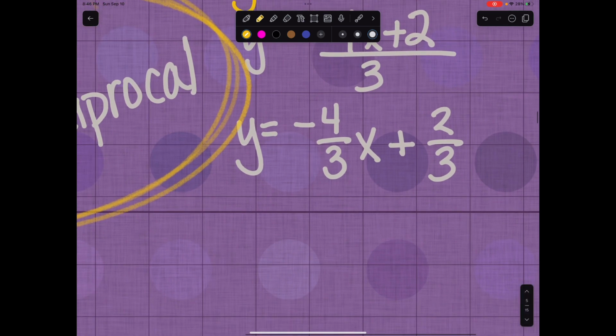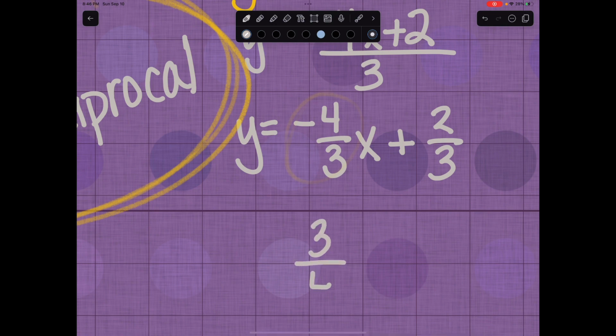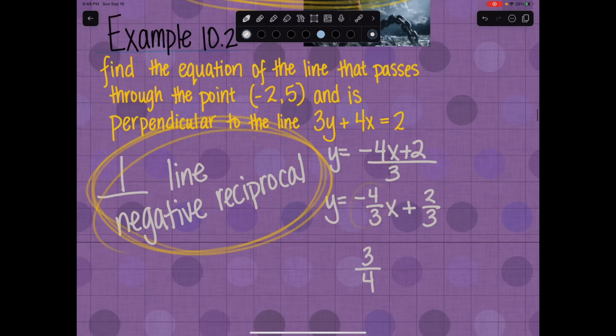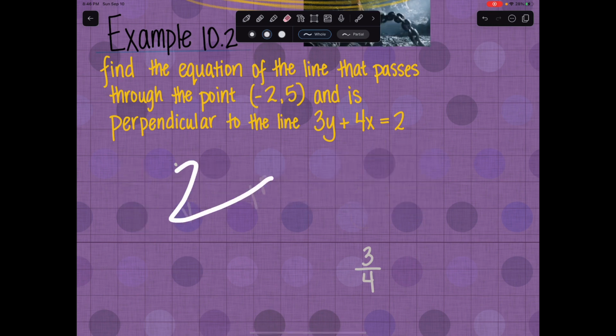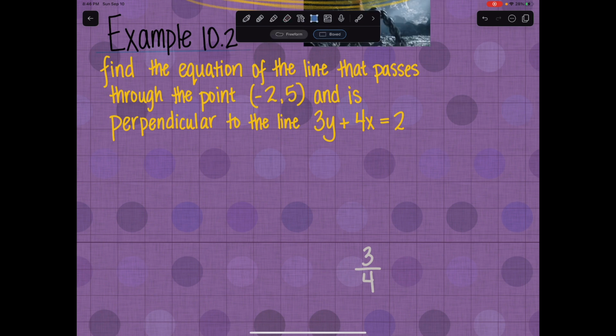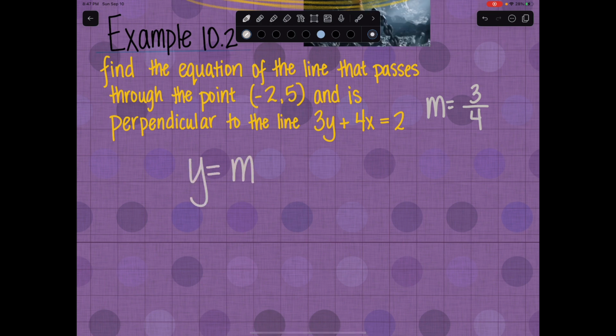So the negative reciprocal of this right here, -4/3, is going to be +3/4. Now we know that the slope of the line we want is +3/4. What other piece of information do we need to know? This is m. We also need the y-intercept. How do we get the y-intercept? We don't have it. They didn't give it to us, but they did give us a point. So if we know a point on the line, we can just plug that in for x and y and solve for b. So let's plug in what we know.